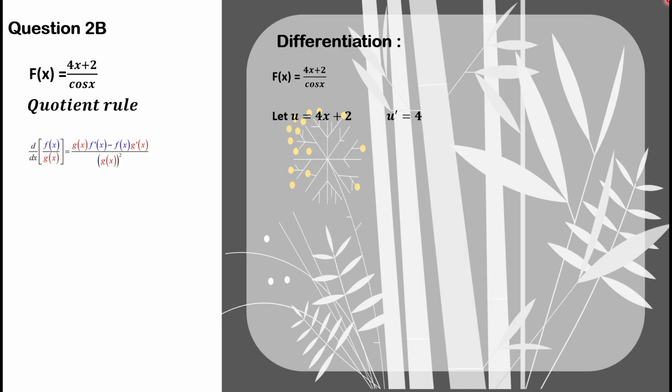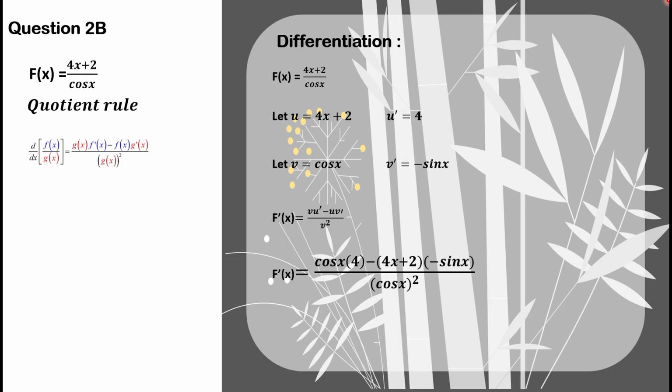We use u as the numerator, fx plus 2, and we get its derivative. So u equals fx plus 2 and u prime is 4, and the denominator is always v. So v equals cos x and v prime equals negative sin x. And we are using the quotient rule. So we put the values that we received into the equation and then we get the final answer. That's it from me for today. I will pass the next question to my members.